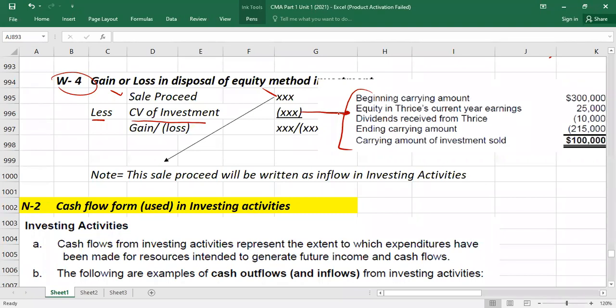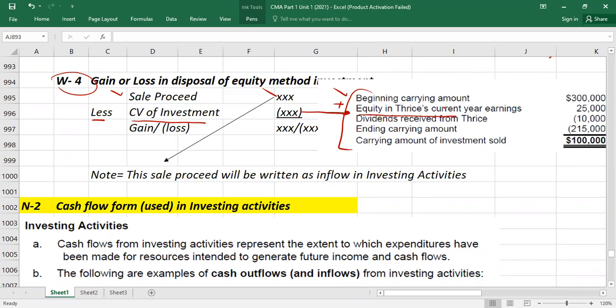Okay? You have to memorize. I cannot do anything; I can just explain. And what's the question here, guys? You will take it here, first of all, what? Beginning carrying amount of investment. He will tell you in the question. Right? You will add there equity income. Current is the name. It's the name of the company from where I cropped this picture.